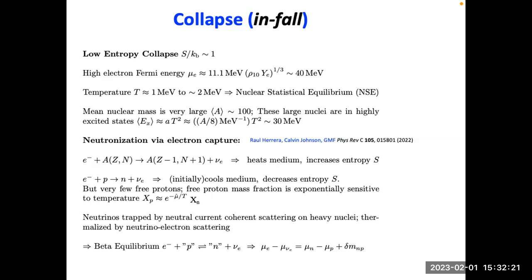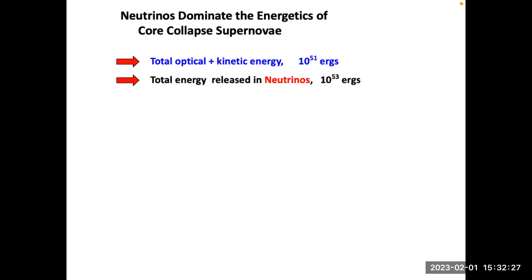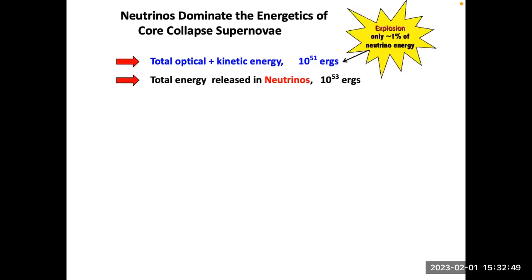And so electrons capture on these, and by the weak interaction comes into equilibrium as well. So what happens in this collapse? The total optical and kinetic energy in a core collapse supernova that gives you the visual display on the sky, like the first slide I showed, is about 10 to the 51 ergs. But the total amount of energy released in neutrinos in the collapse is 100 times that. And that's the explosion energy. That's only about 1% of the neutrino energy. And that energy is really the gravitational binding energy in this thing collapsing from something the size of the Earth down to something like the size of Greater La Jolla.